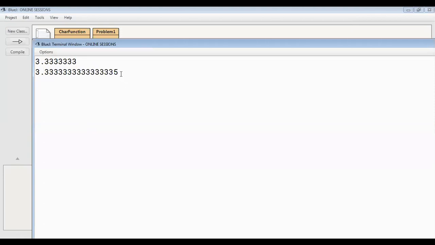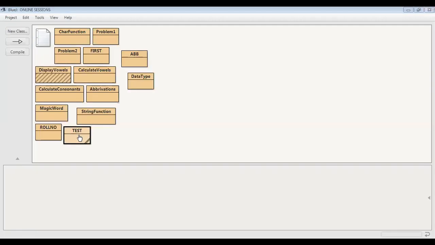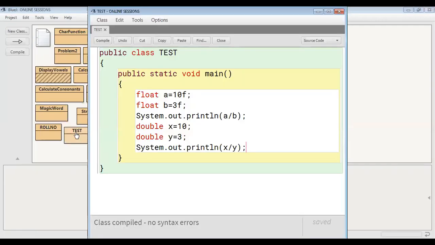So you find that it is accurate till 16 digits from the decimal point, whereas this is accurate up to 7 digits, and this is accurate up to 16 digits. So this is what I was talking about, precision. Whenever you want a more precise answer, you should prefer double over float.